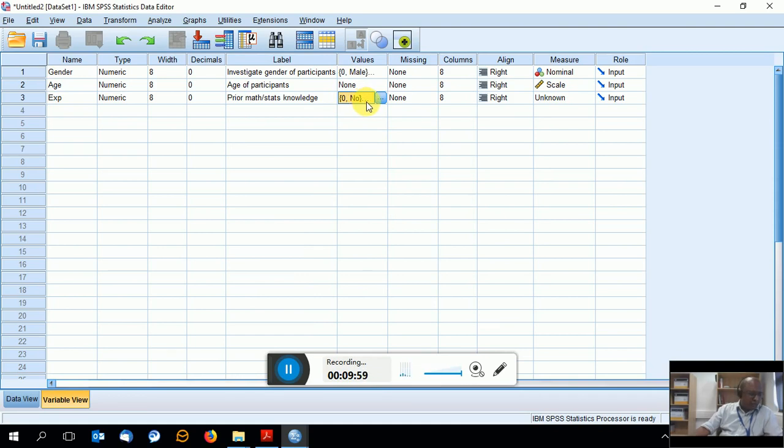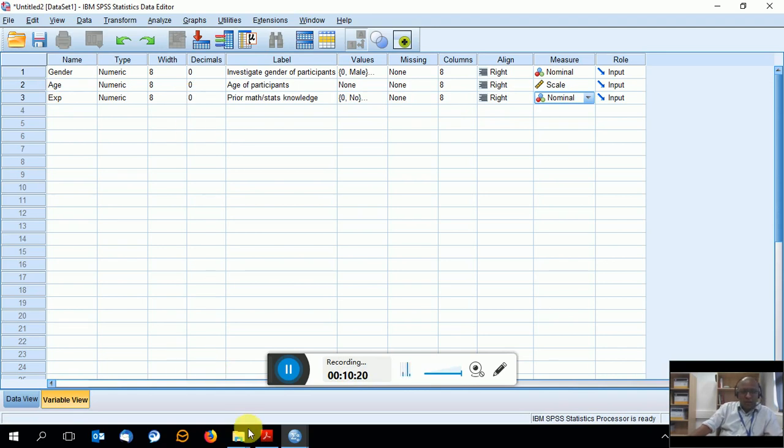Let's assume there is no missingness. Experience is nothing probably major, in the sense that I'm not going to give priority to people who are saying yes or saying no. So I'll decide to put this as nominal.